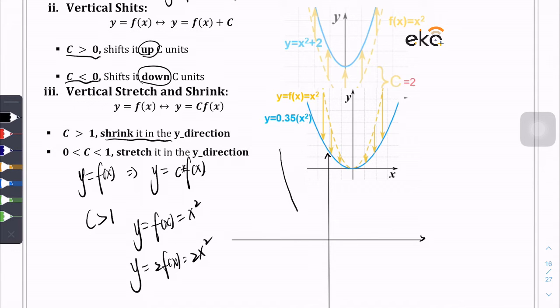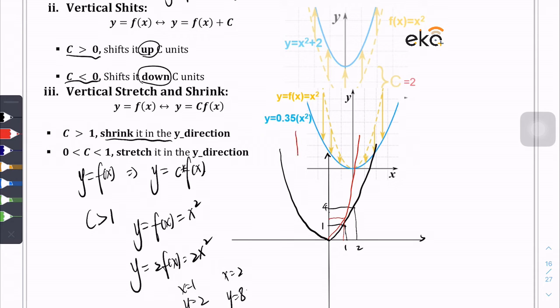The function before was like this. Okay, so here is 1, 1, 2, and 4. Now it becomes: when x is equal to 1, y is equal to 2, and when x is equal to 2, y equals 8. So it becomes like this. It's shrinking. Sorry, it's not getting fatter. It's getting narrower and becomes smaller.